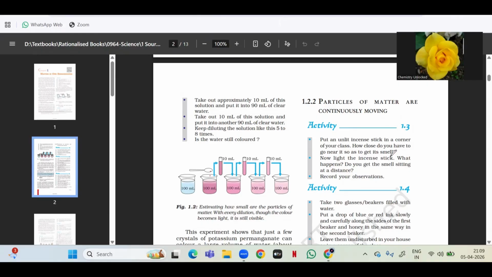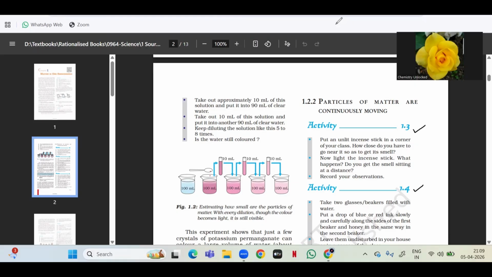So if you burn an agarbatti in one corner of your class or of your room, what will happen is you will get the smell from far away. So this proves, or this helps us to prove, that particles of matter are continuously moving. So this is activity 1.3. There's one more activity, 1.4.